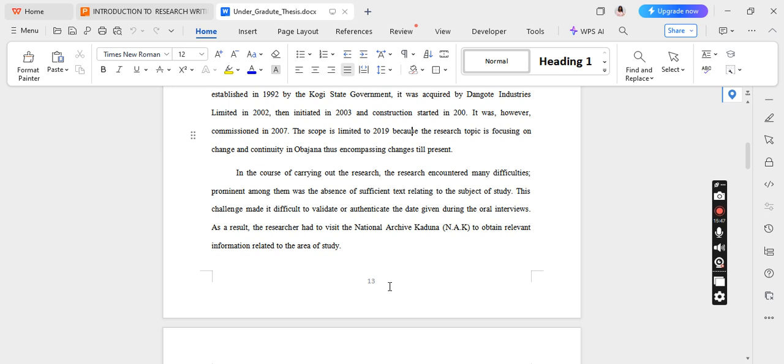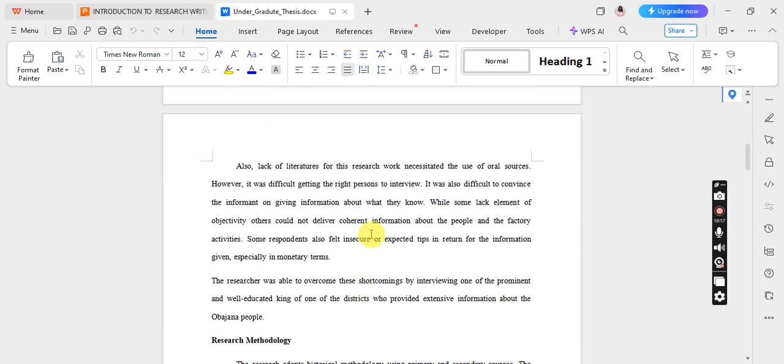the problems, challenges you experience, down to your finance, down to oral interview, down to getting materials from secondary sources like that, you also state what were the solutions you now created in order to bring an end to that particular problem. Like how you say, oh, there was no sufficient test, and I had to visit National Archive Kaduna in order to get materials just like that. So this is a particular solution.